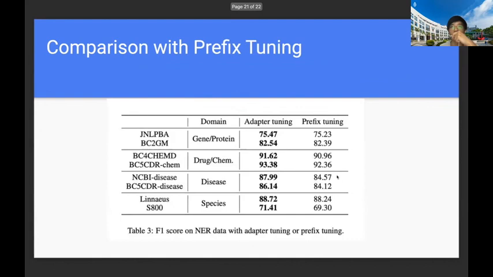And in this section, we compare the adapter tuning method with prefix tuning counterpart. Specifically, prefix tuning attaches some tunable parameters before the key and values of the multi-head attention in each layer. And we conduct experiments over 4 different domains and compare their results and observe that adapter tuning demonstrates dominant performance over prefix tuning across all the tasks.